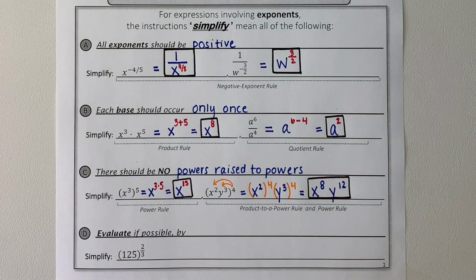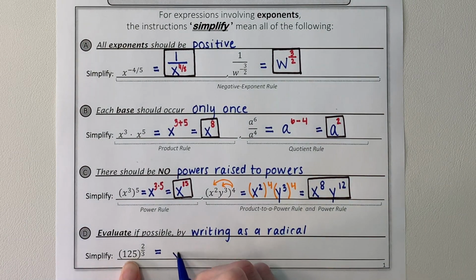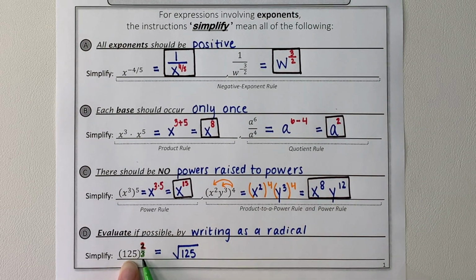And the last thing you need to do if you're asked to simplify is you need to evaluate if possible by writing as a radical. If you end up with a number raised to a fractional exponent, you can always rewrite it as a radical. We learned how to do this in my chapter 6.1 video. To rewrite this as a radical, we start by writing the base 125 underneath the radical symbol, and then the denominator always becomes the index of your radical.